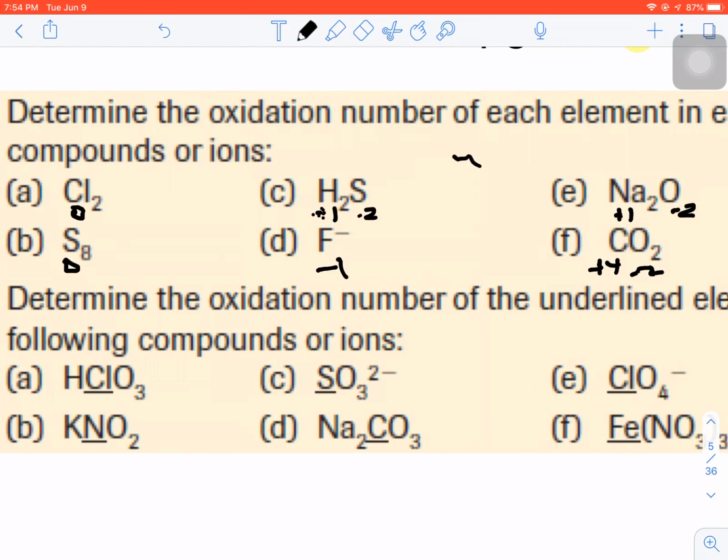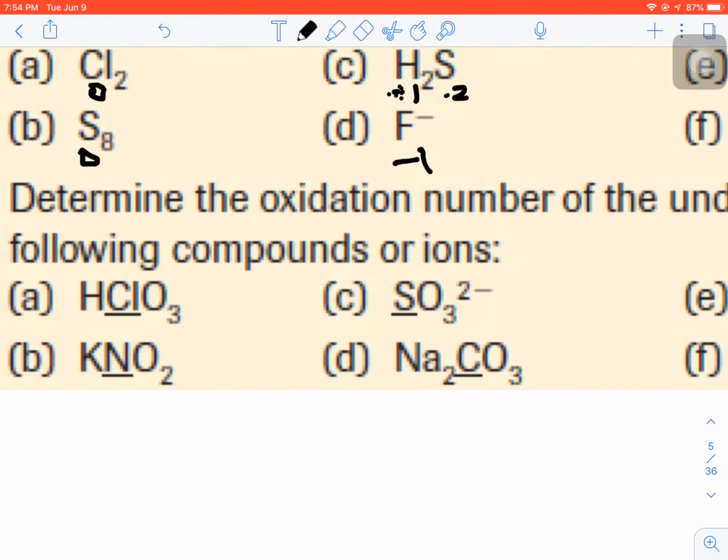If I move down to the ones below here, for HClO3, I know H is always plus 1. I know O is always minus 2. So if I have to add them up, I've got 3 negative 2s for the 3 oxygens. That makes minus 6. And I only have 1 plus for hydrogen, so that means my chlorine has to be plus 5, so I can have 6 pluses for the 6 minuses.